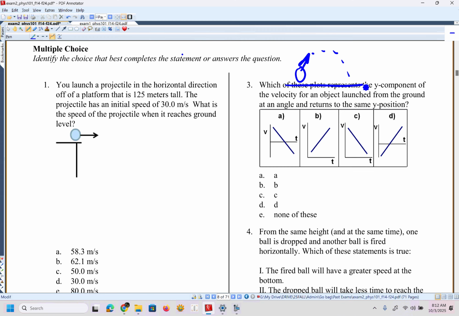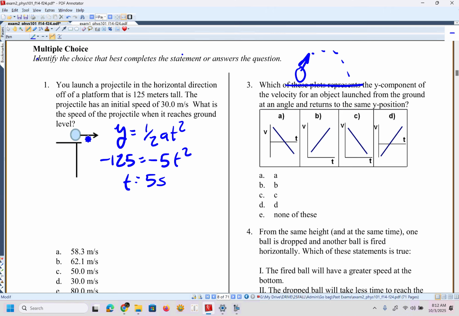You need to first find the time on this where you're firing horizontally. To find the time, you say y is equal to 1/2 a t squared. V naught y is 0. That's minus 125 equals negative 5 times t squared. So t is equal to 5 seconds. And then I ask a variety of questions. In this case, I'm asking the speed when it reaches the ground. Sometimes I'll ask the horizontal range. x is equal to v_x t.